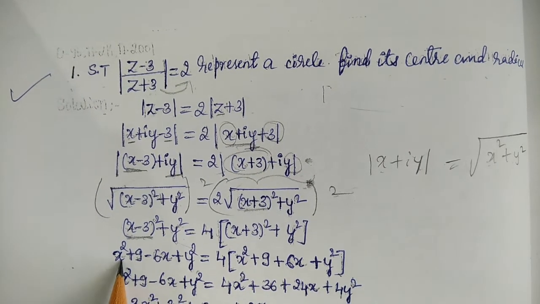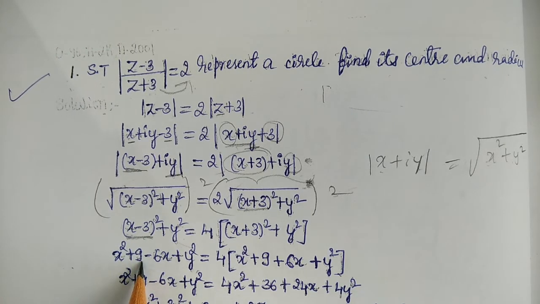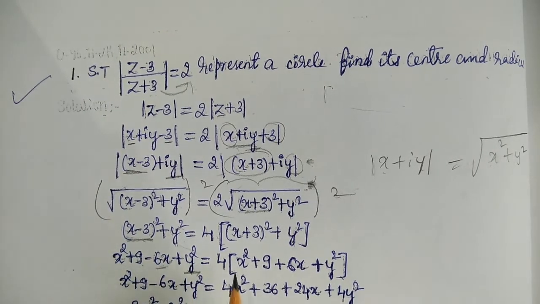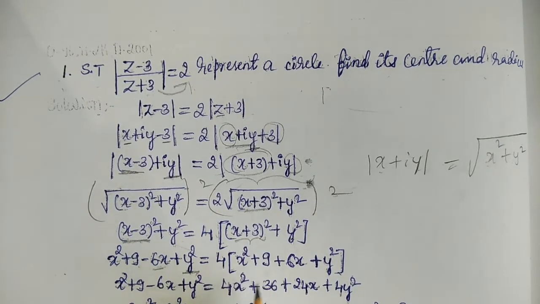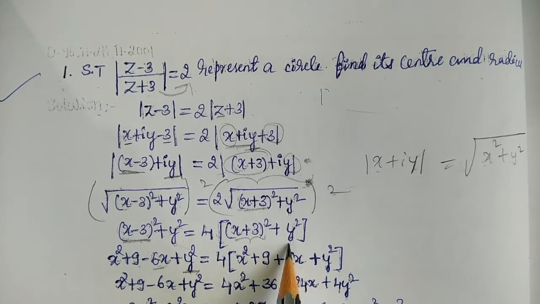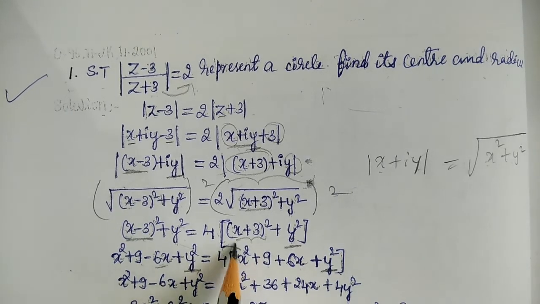So here x square, in place of b we have 3. So therefore plus 3 square, that is 9, minus 2ab, that is 3 2s are 6, minus 6x plus y square is equal to 4 into x plus 3 whole square. What is that? x square plus 3 square, that is 9, plus 6x plus y square.